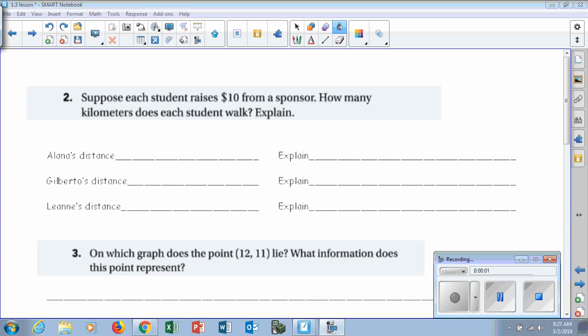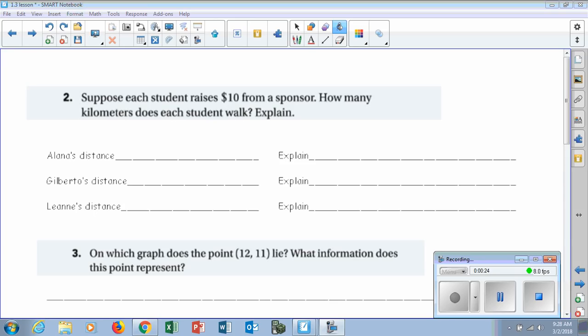Today we are continuing 1.3 notes, the notes that we started yesterday. Yesterday we went through our first 2 pages of our notes, and we ended with 1B, part B. So today we are going to continue with question 2, where it says, suppose each student raises $10 from a sponsor. How many kilometers does each student walk?